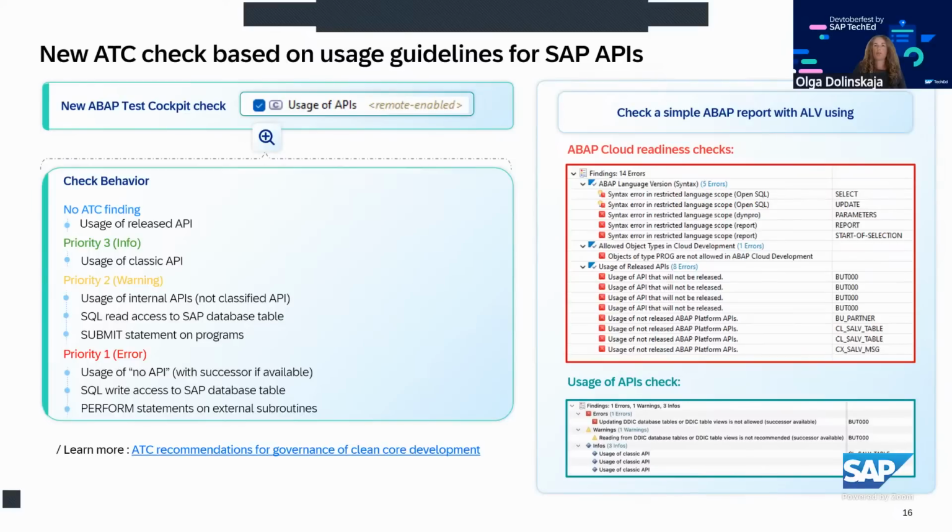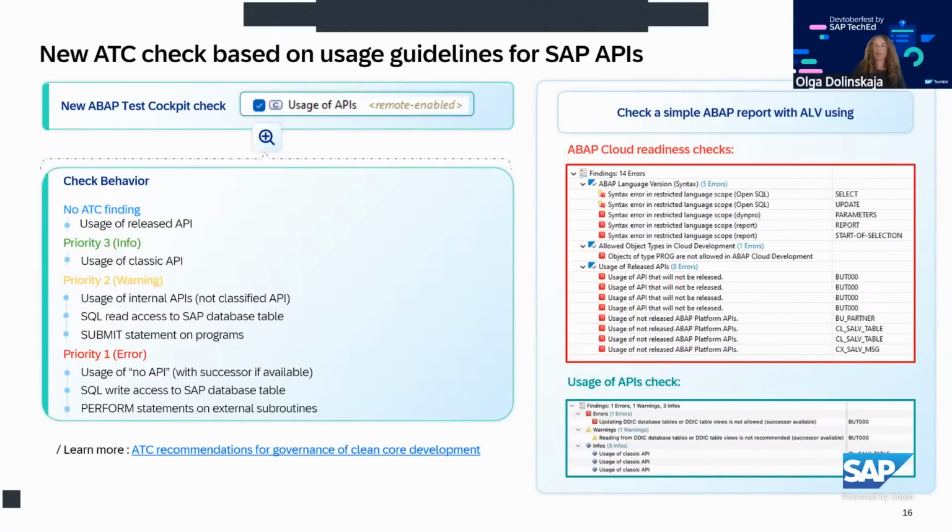The check verifies usages of SAP standard objects in custom code, like interfaces, classes, function modules, CDS views or behavior definitions, DDIC database tables or DDIC database views, and so on. And the check does not check such object types like data elements, domains, table types. So all DDIC object types are not checked.